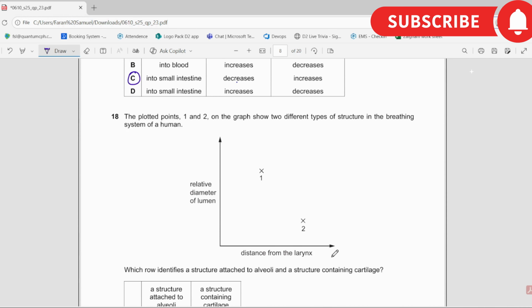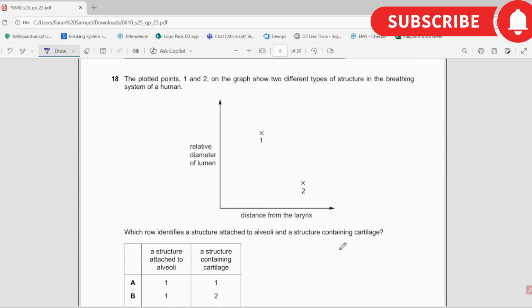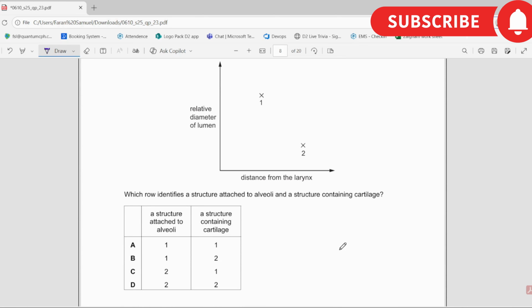Okay, 18th. There are graphs given, points 1 and 2, and these represent different types of structure in the breathing system. Which row identifies the structure attached to the alveoli and a structure containing cartilage? Which has a greater lumen and which has a lesser lumen, and distance from the larynx? Let's say the cartilage one is the trachea. Attached to alveoli are bronchioles.